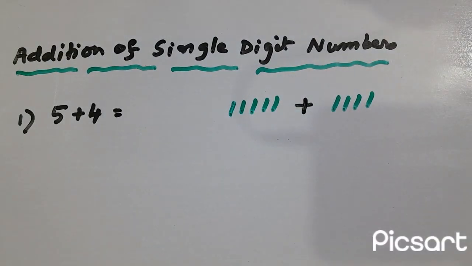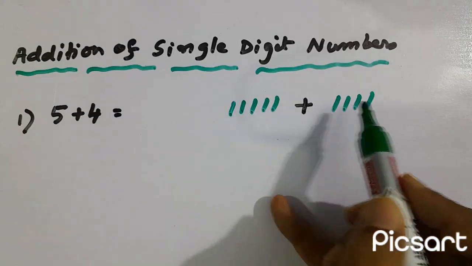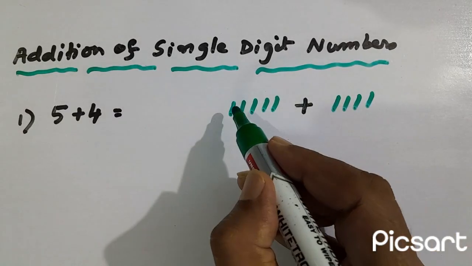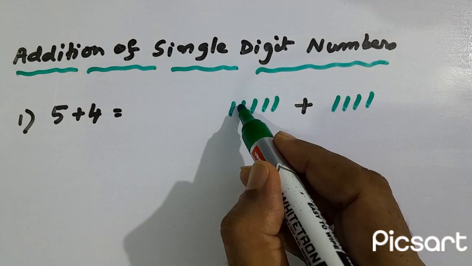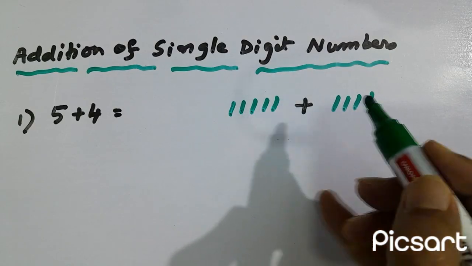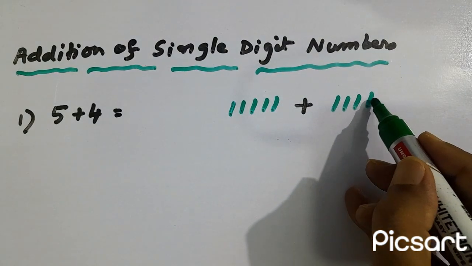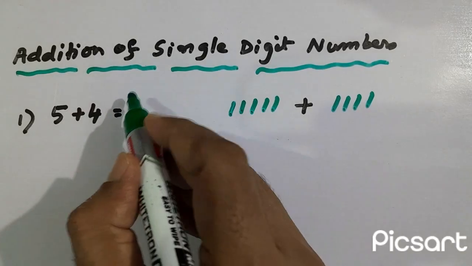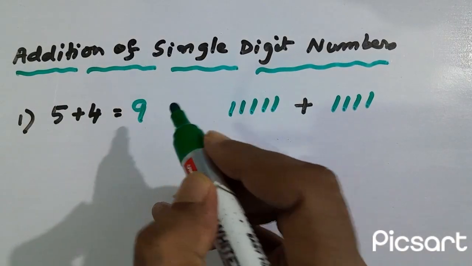So what we'll do, we'll add all the lines together. So 1, 2, 3, 4, 5, 6, 7, 8, 9. So 5 plus 4 is 9. So this is the answer.